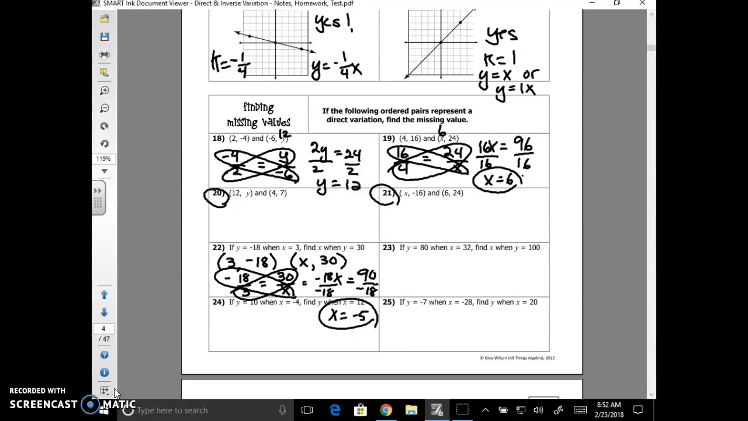Okay, so set them up. Again, I should take this negative 5, put it in there. 30 divided by negative 5 is negative 6, and negative 18 divided by 3 is negative 6 as well. Oh wait, I'm sorry, let me say that again. 30 divided by negative 5 is negative 6. Negative 18 divided by 3 is negative 6.